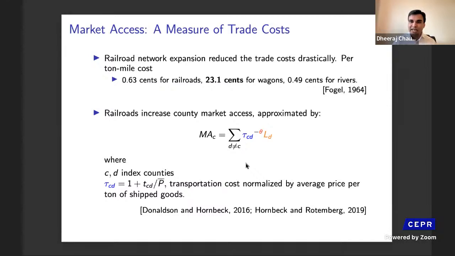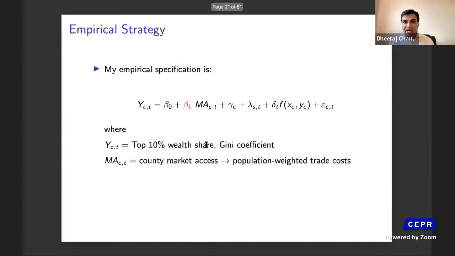So if producers in a county can access larger markets, that is if LD is higher, then the market access would be higher, and tau, the transporting cost, appears negatively, adjusted by trade elasticity. So since railroads reduce the cost of shipping goods, they increase the market access for all counties. To study the impact of market access, which is basically average trade cost, I consider the following specification where I regress the county level inequality measures on county market access after controlling for county fixed effects, state-time fixed effects, and other county geographic fixed effects.